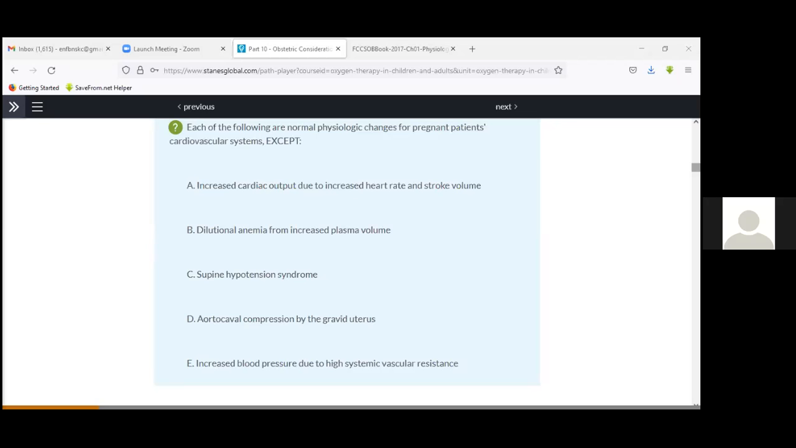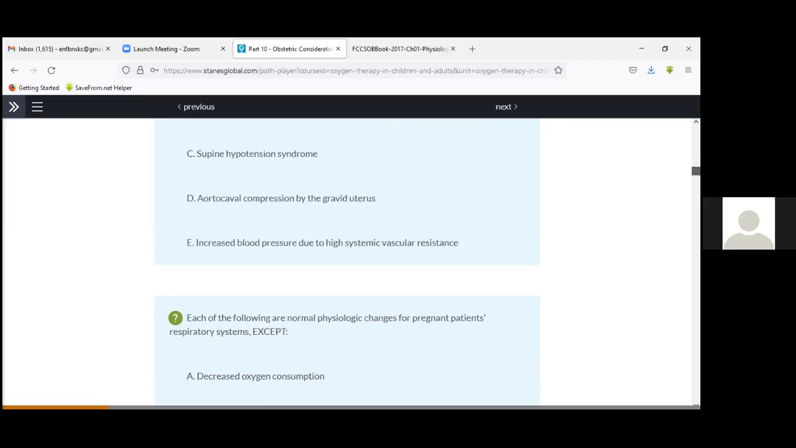C, there is supine hypotension syndrome. Yes, this is a syndrome that happens in pregnant patients that are past 20 weeks. The uterus compresses the inferior vena cava and reduces venous return. So there's hypotension in the patients, which is true. D, autocaval compression by the gravid uterus, which has the same pathophysiology as C. And E, increased blood pressure due to high systemic vascular resistance, which is false. The blood pressure actually reduces in the first and second trimesters, and then tries to rise by the 3rd trimester.